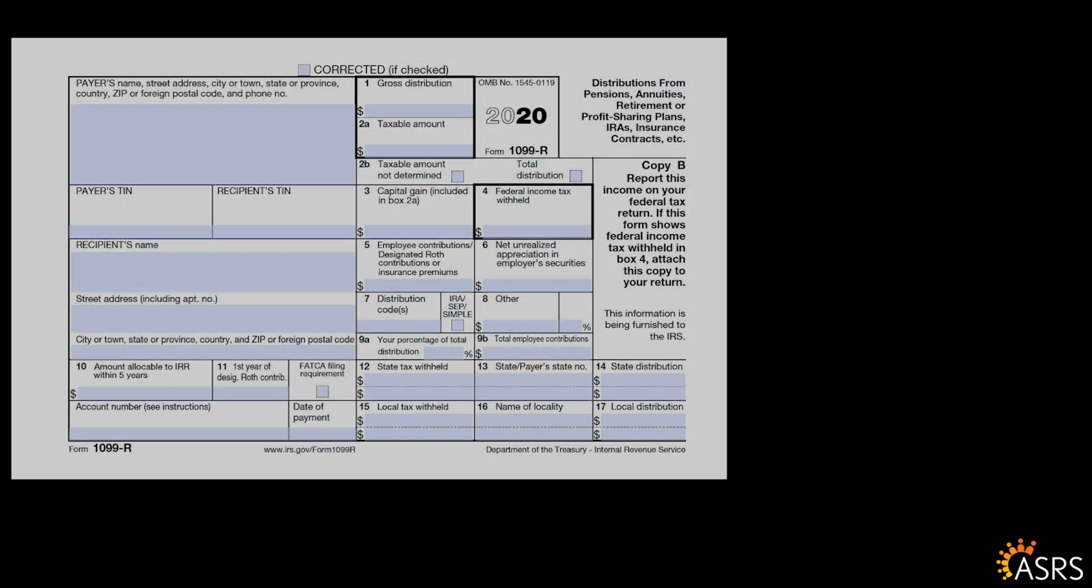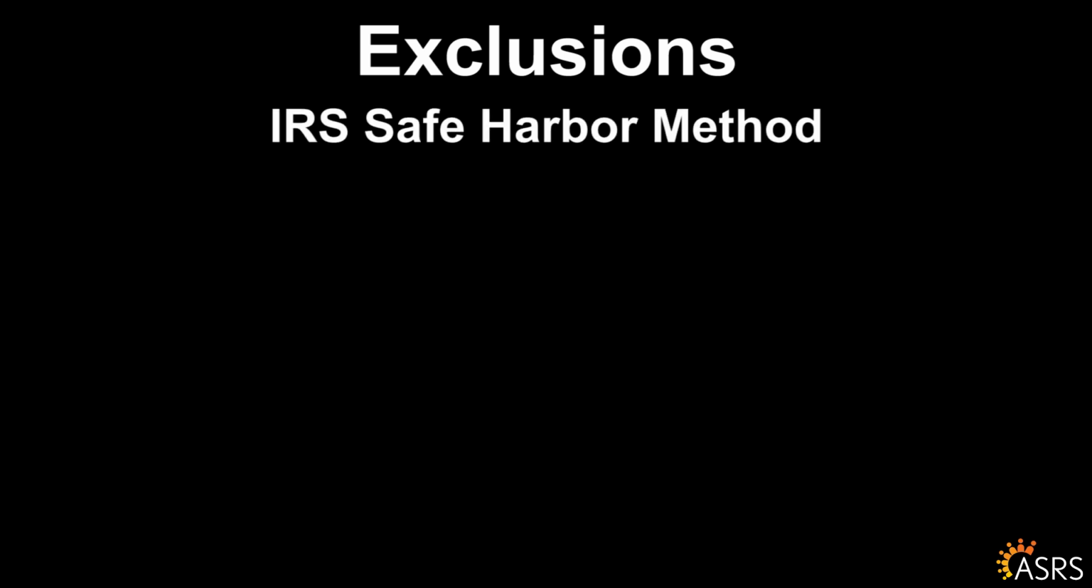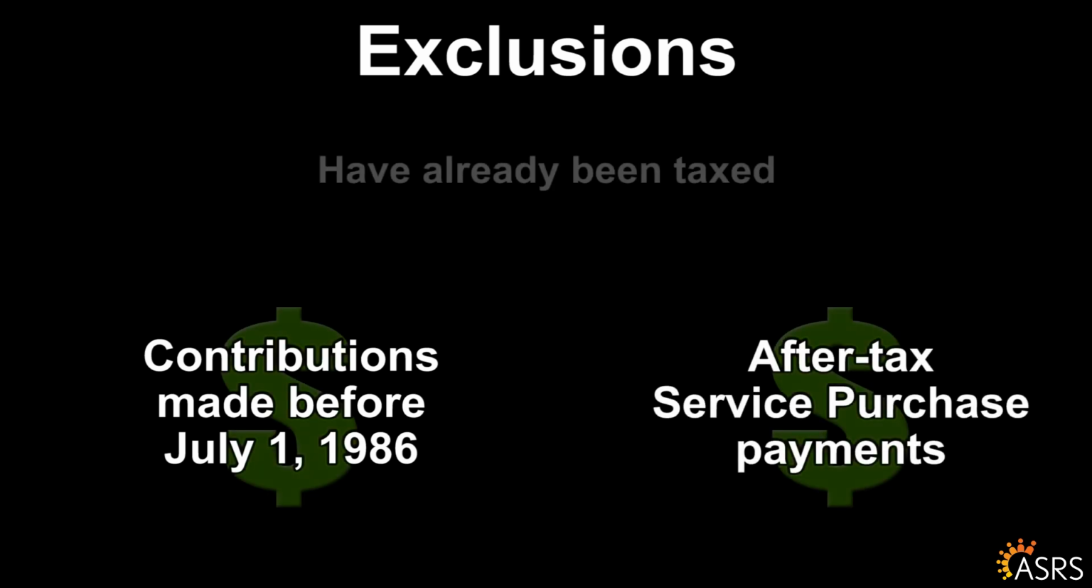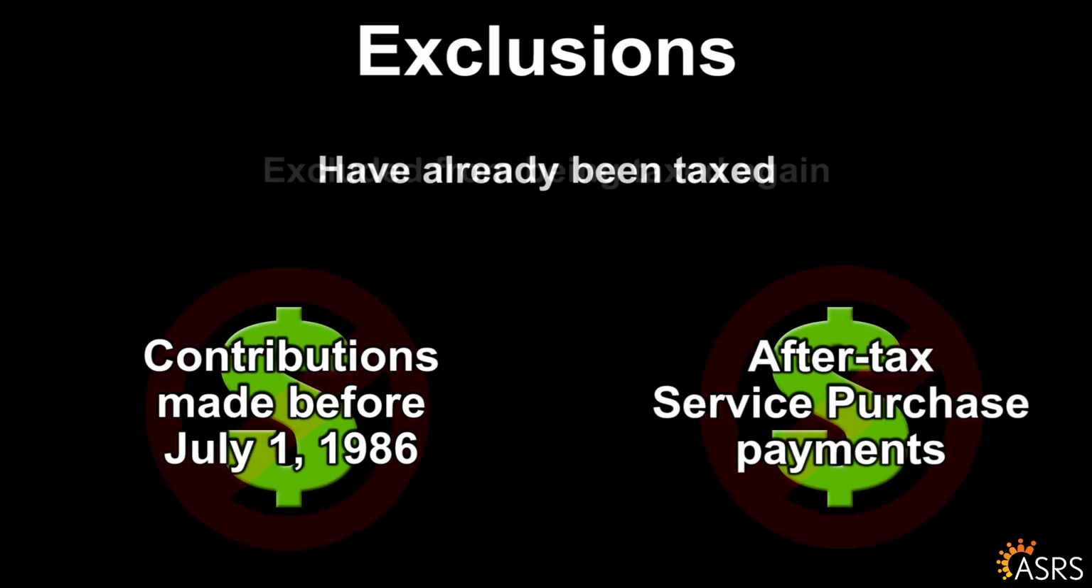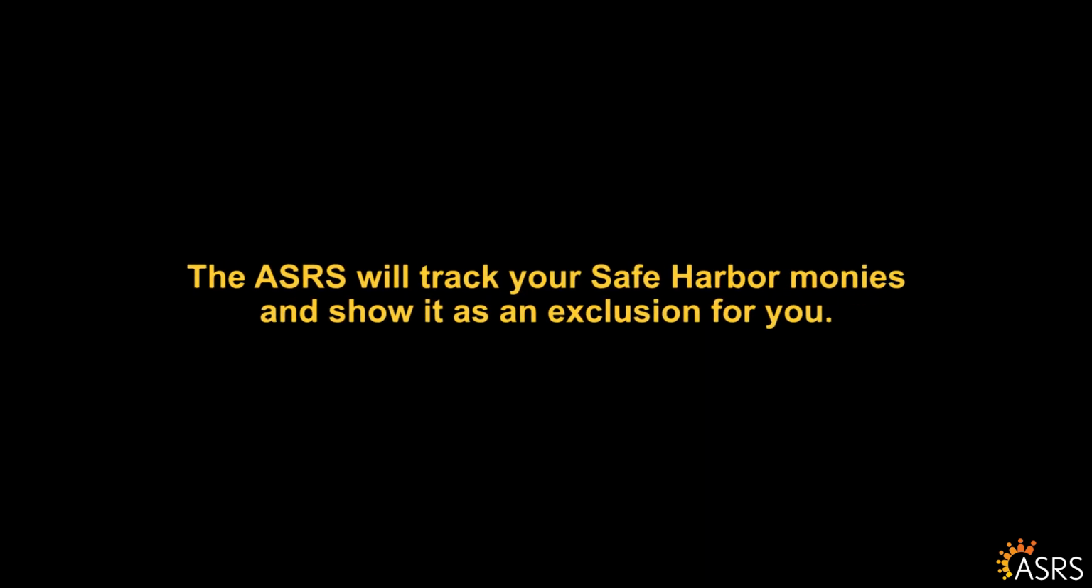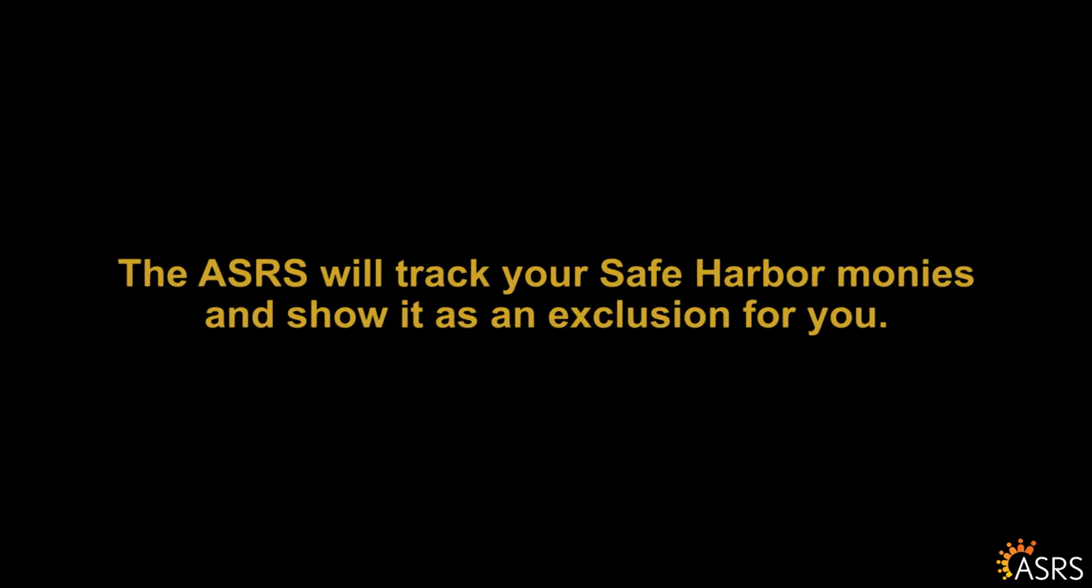I had mentioned exclusions while going through the 1099-R boxes. The ASRS uses the IRS Safe Harbor method to determine how much of your monthly benefit is not taxable. Contributions made before July 1st of 1986 and after-tax service purchase payments have already been taxed. Therefore, they are excluded from being taxed again. The ASRS will track your safe harbor monies and show it as an exclusion on your payment history for you.